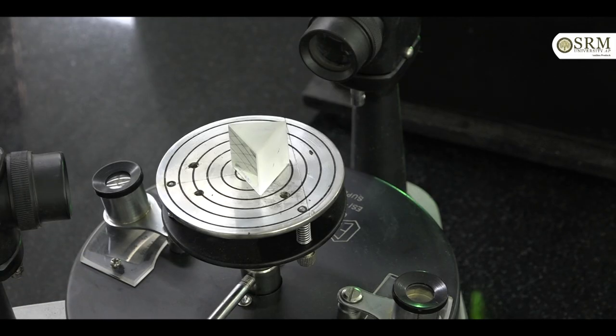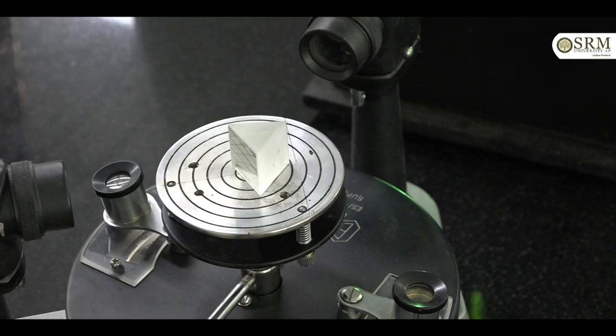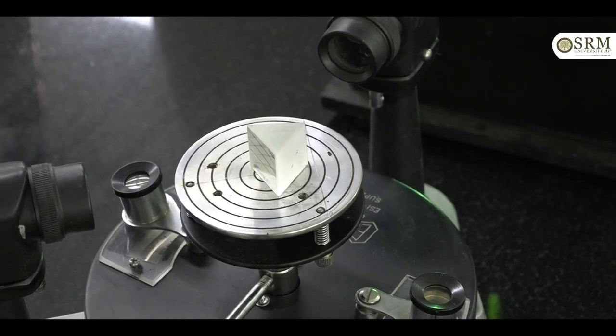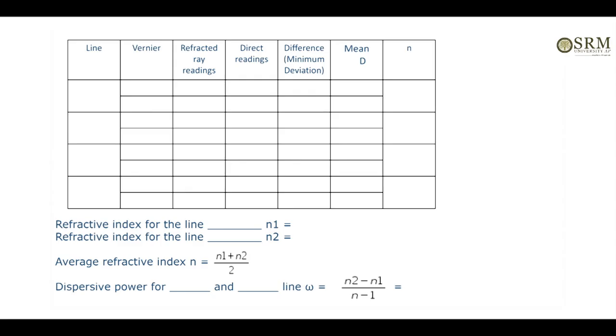Similarly, place the cross wires on the green color and note down the values of V1 and V2 in tabular form. Similar process. After that, find the angle of minimum deviation, that is the difference between the direct ray reading and the refracted ray reading. We will get the minimum deviation angle.